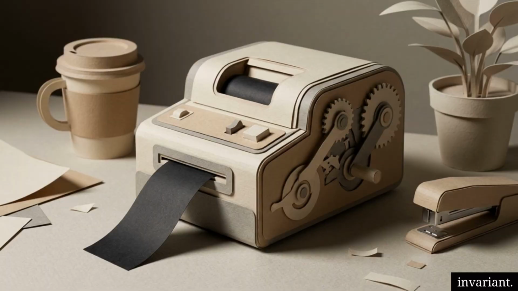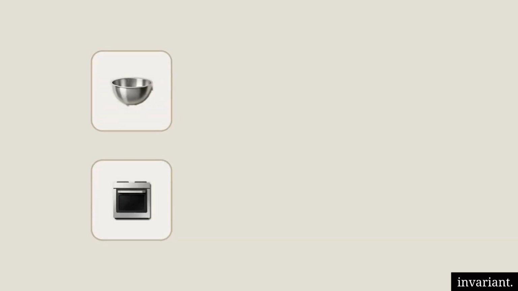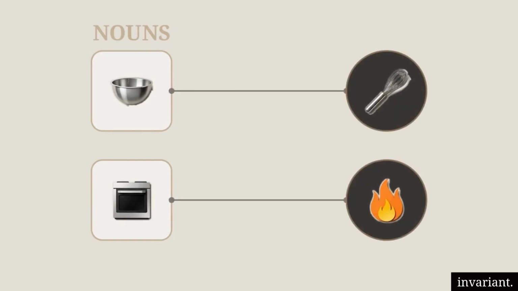The core rule is simple. The things in your system must be nouns, and the actions those things perform must be verbs. Think back to our cake. The physical objects you interact with, like a bowl or an oven, are your nouns. The operations you perform on them, mix or bake, are the verbs.